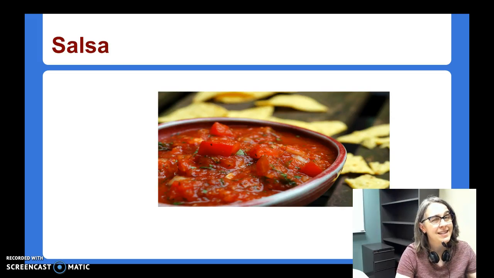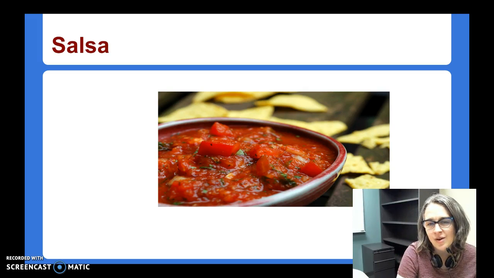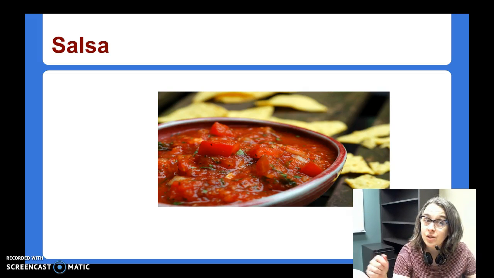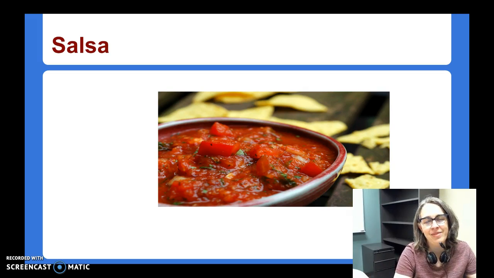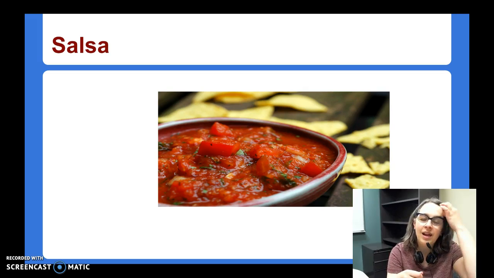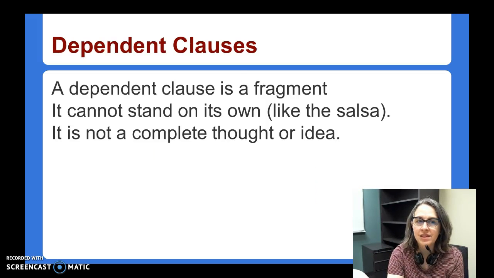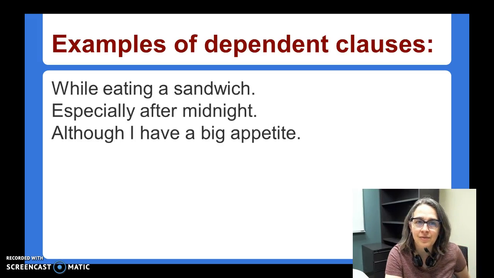Salsa, however, cannot stand on its own. Very few of us will just get a spoon and start eating the salsa or drinking it out of the bowl. We typically like to add salsa to something. So in this case, we would dip our tortilla chips into the salsa and we would have an independent clause with a dependent clause adding something to it. A dependent clause is a fragment. It cannot stand on its own. It does not express a complete thought or idea. That's how we identify them.